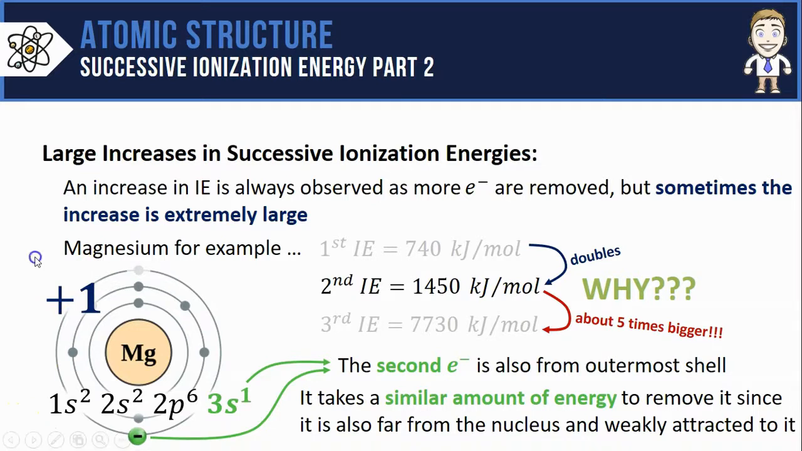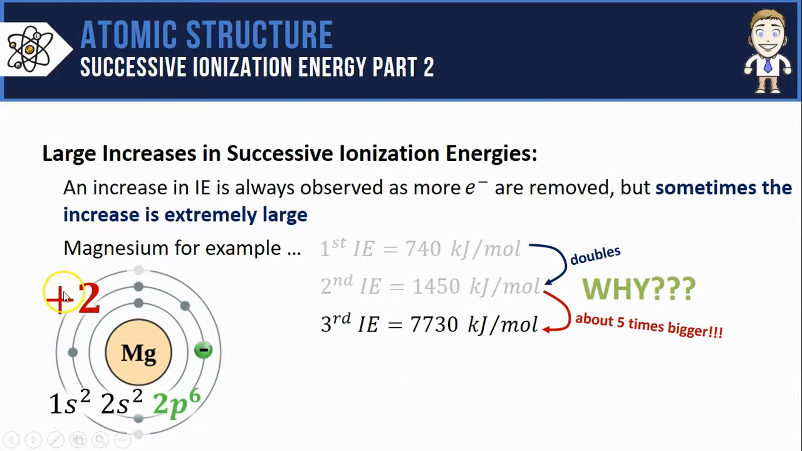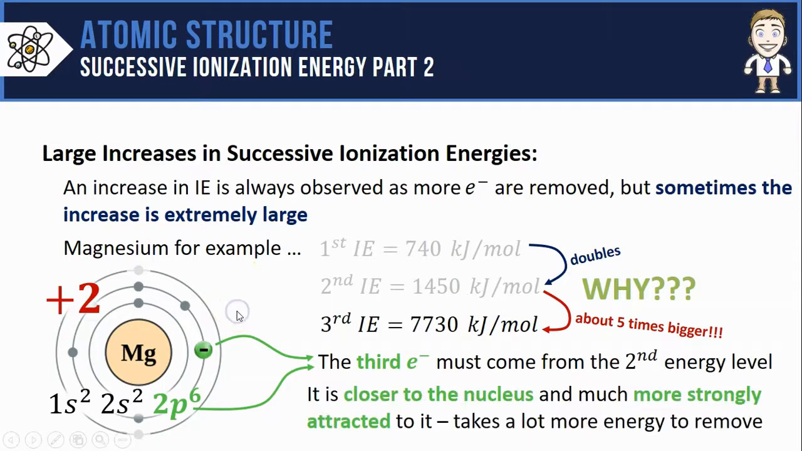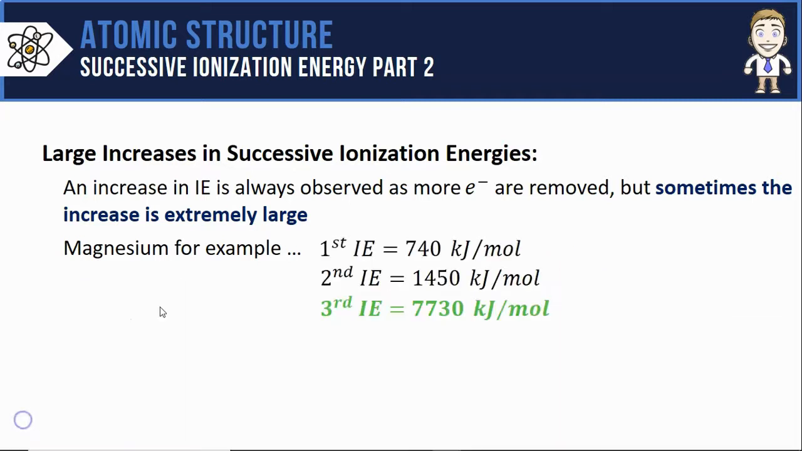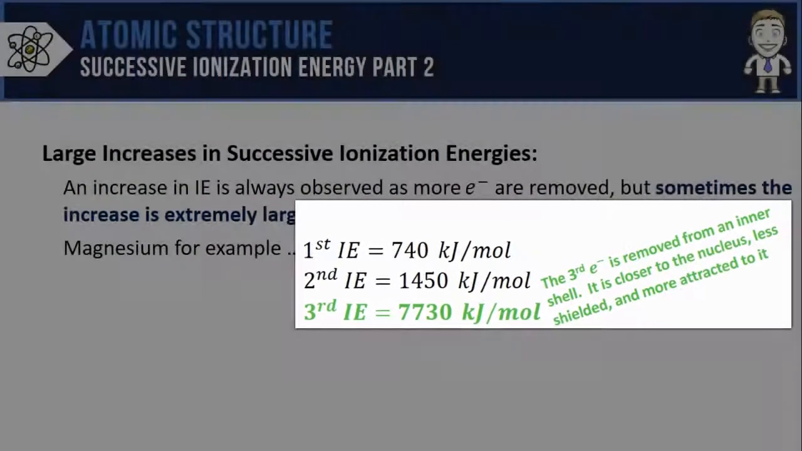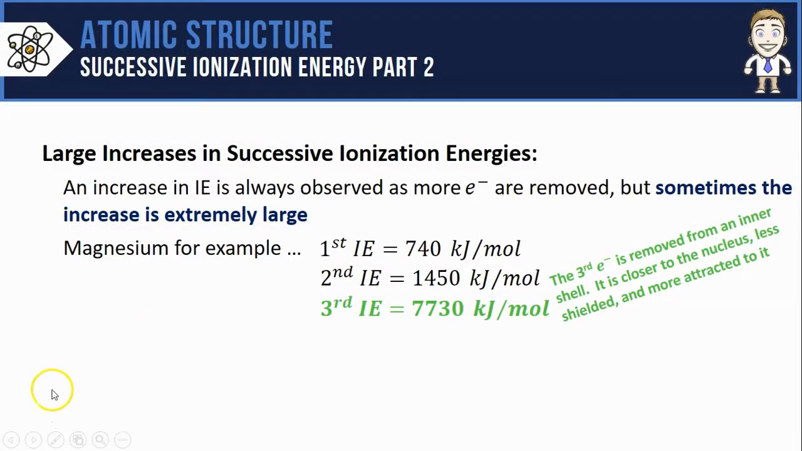After that 3s1 electron has been removed, the atom now has a +2 charge and the electron configuration changes in a big way. Now to remove the third electron, it has to come from the 2p6 orbital. Or in other words, now it's coming from the second energy level. The second energy level means that it's closer to the nucleus, much more strongly attracted to that nucleus, and that's why it takes so much more energy to remove the third electron than it did the second. To summarize why that third ionization energy is so much higher than the rest, we can say that it was removed from an inner shell. That means it's closer to the nucleus, less shielded from the nucleus, and more attracted to it.